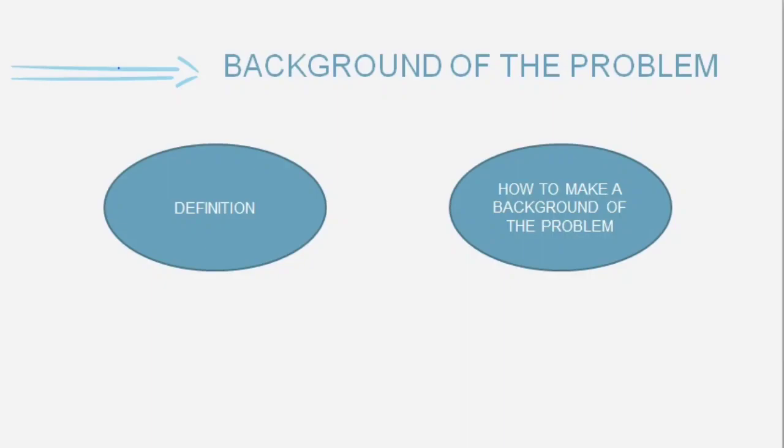But the background to the problem goes deeper and explains why the topic is important to study. Thus, in the background of the problem, information about the context of the entire article is written. This may include relevant and important studies. And how to make a good background? To make a good background has a step.